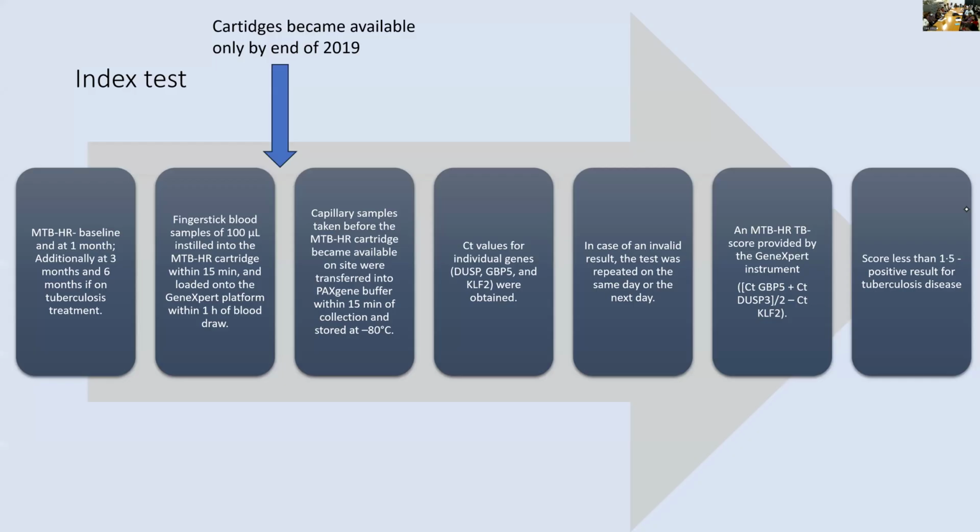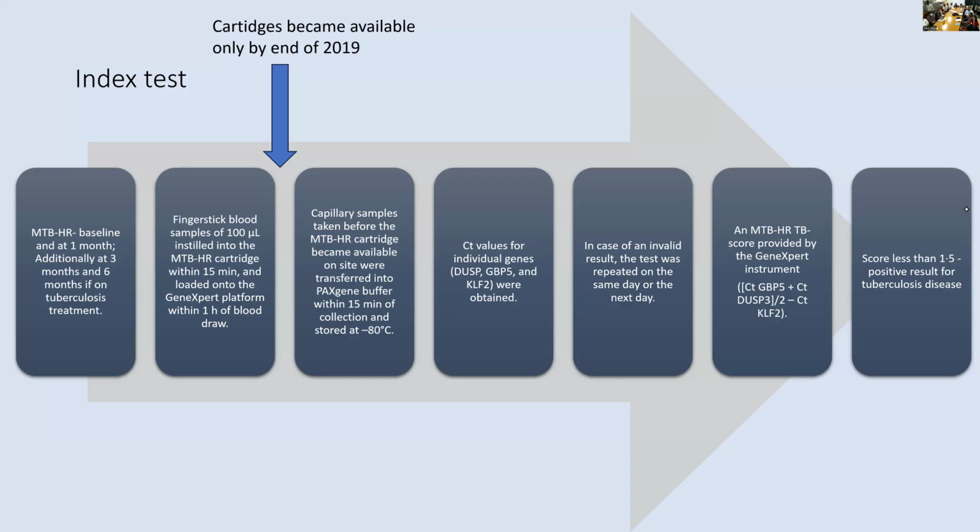Now, how did they do the index test? They did the index test at baseline, at 1 month, as well as at 3 and 6 months. They would take finger stick blood samples of 100 microliters and instill them into the cartridge on the GeneXpert platform within 1 hour of blood draw, and the result would be available within 1 hour.